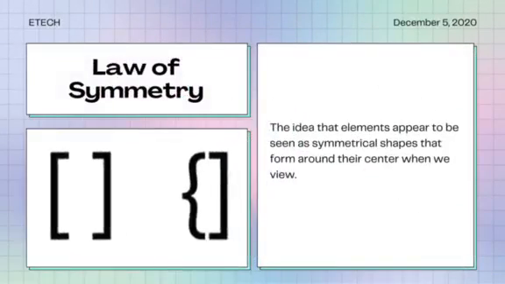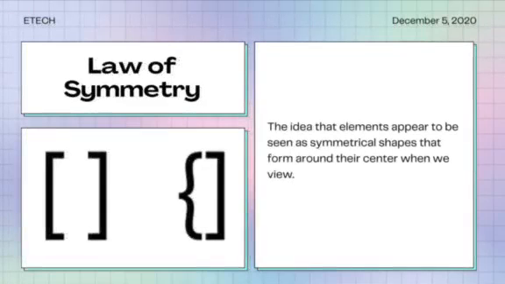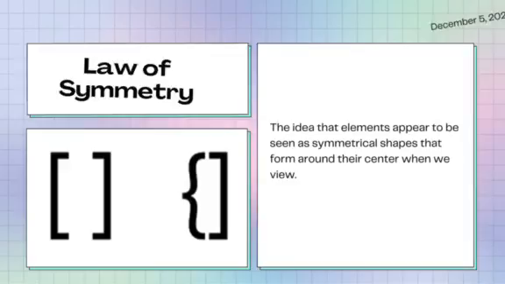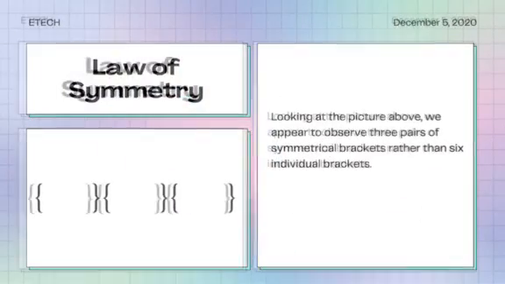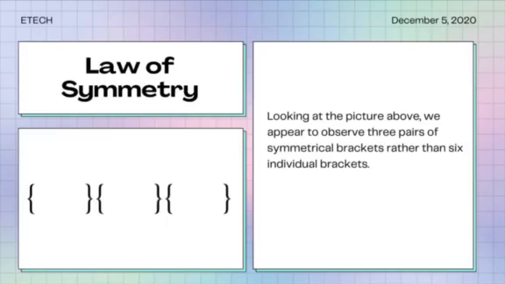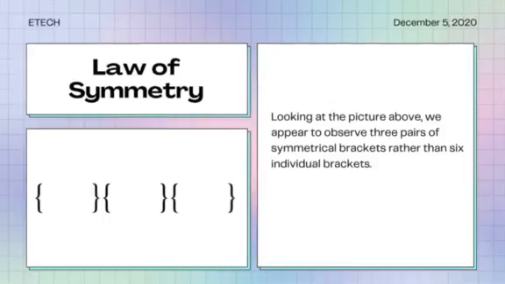Law of symmetry. The idea that elements appear to be seen as symmetrical shapes that form around their center when we view them. Another way we can create groups or relationships is by trying to make things symmetrical. Looking at this picture above, we tend to see 3 pairs of symmetrical brackets rather than 6 individual brackets. It is because there is symmetry formed around the central point.